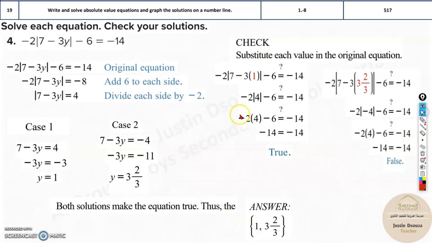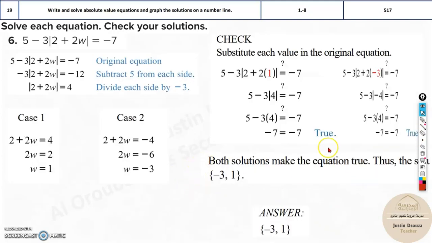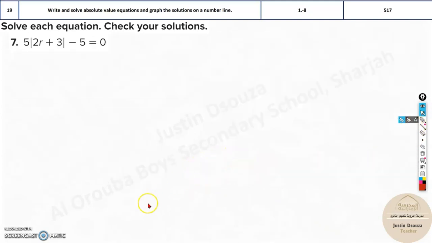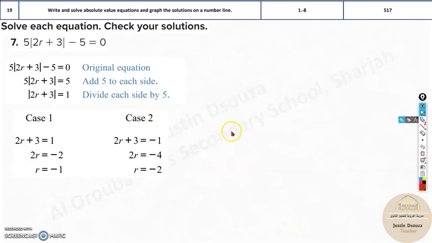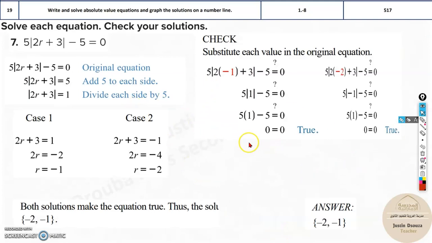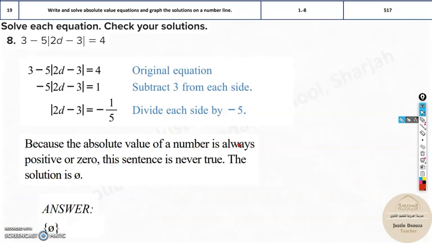Now, let's quickly see the other answers over here. This is true and the right side is false. Why? It is 8 is not equal to -27. So only one answer. If both are true, then it is true. See over here, both are true. So both the answers are considered. Similarly, please do solve the others. You can pause the video and check the explanation. And please do solve it by yourself and then check for the answers. So this is the last one.